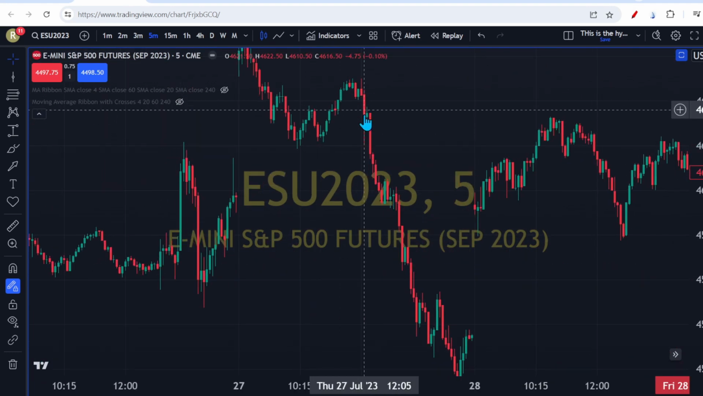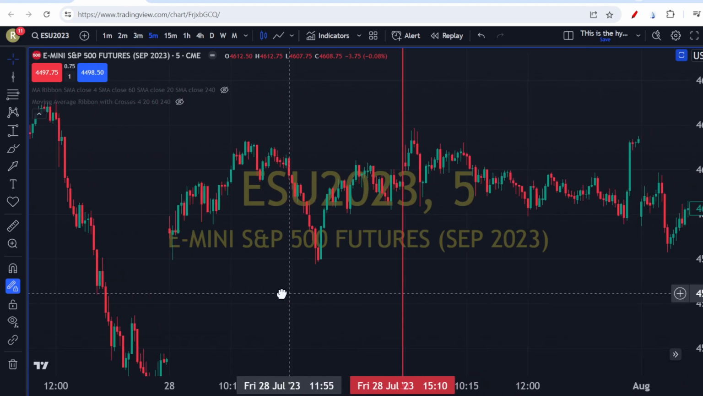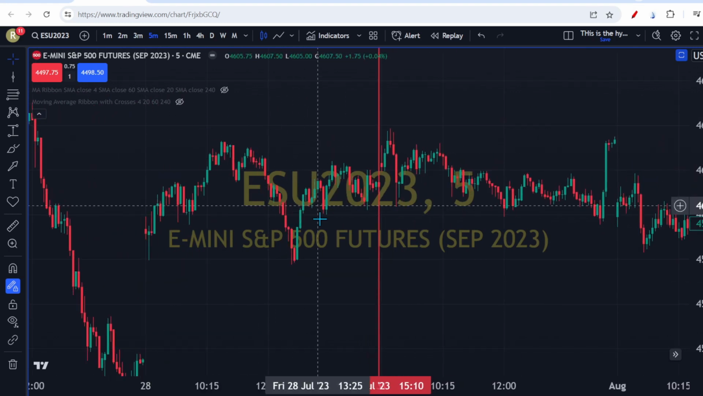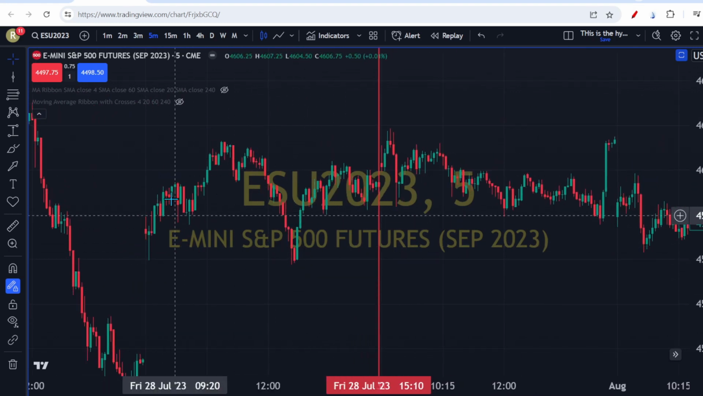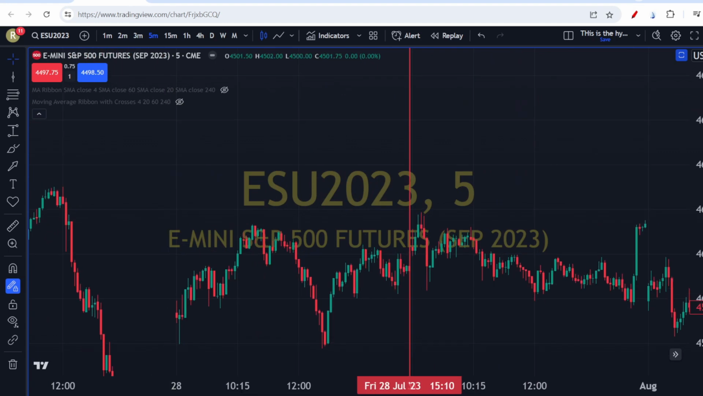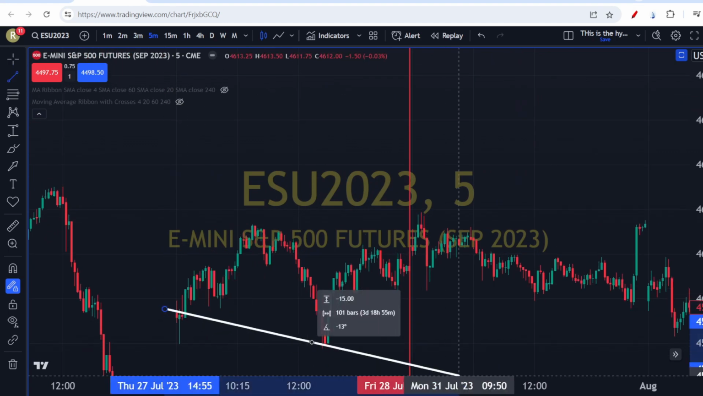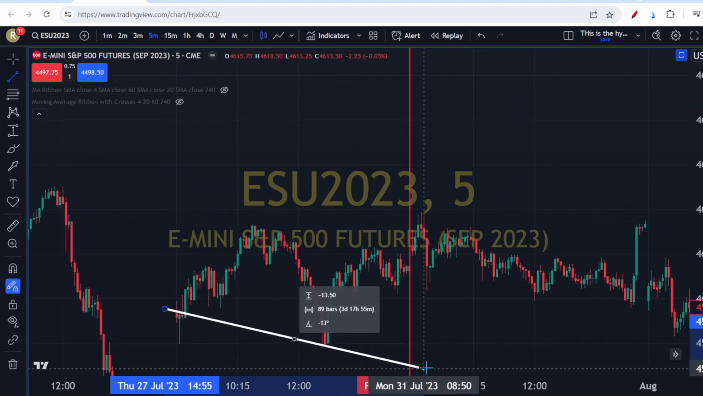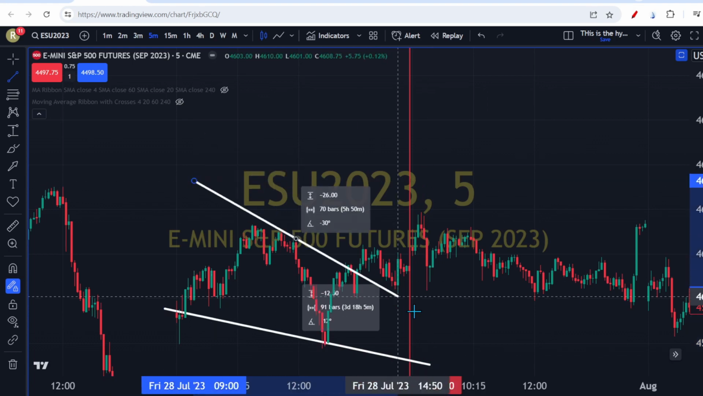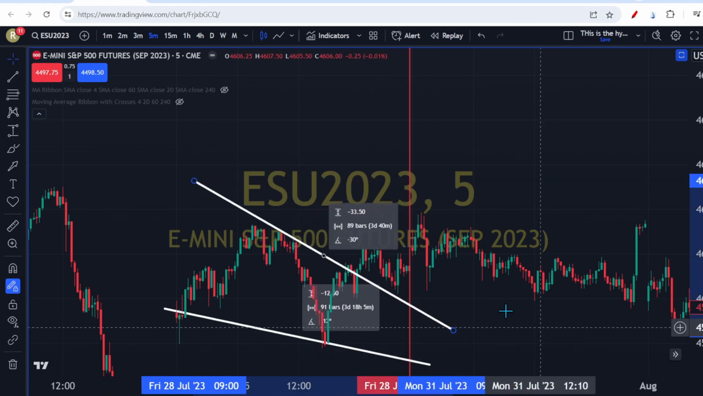Look at this beautiful spike down here. Okay, look at this trading range here. Look at this broad channel right here. Get a little preview here if you're still watching. This broad channel right here. More like a triangle.